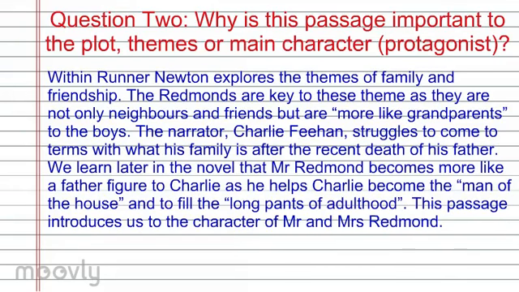Within Runner, Newton explores the themes of family and friendship. The Redmonds are key to these themes as they are not only neighbours and friends, but are more like grandparents to the boys. The narrator, Charlie Fian, struggles to come to terms with what his family is after the recent death of his father. We learn that later in the novel, Mr. Redmond becomes more like a father figure to Charlie as he helps Charlie become the man of the house and to fill the long pants of adulthood. This passage introduces us to the characters of Mr. and Mrs. Redmond.